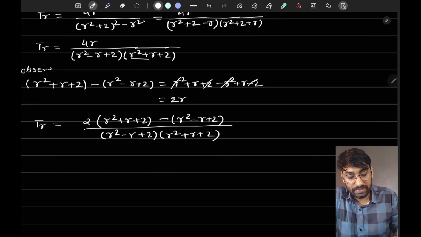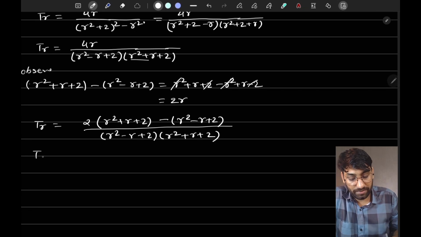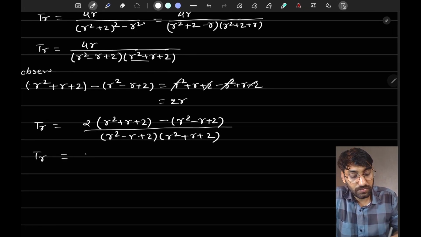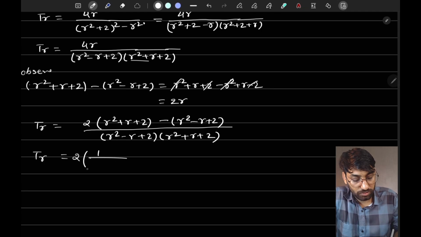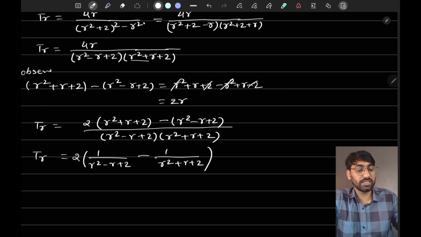Now next, let's split it down. So what I will get? I will get TR equal to 2 times, if I take r square plus r by 2 upon this thing, so this one and this one will cancel out. And in total, I will get 1 upon r square minus r plus 2, minus, similarly, if I take this upon all those things, this one and this one will cancel out, and I will get 1 upon r square plus r plus 2. Correct? So this is my TR.